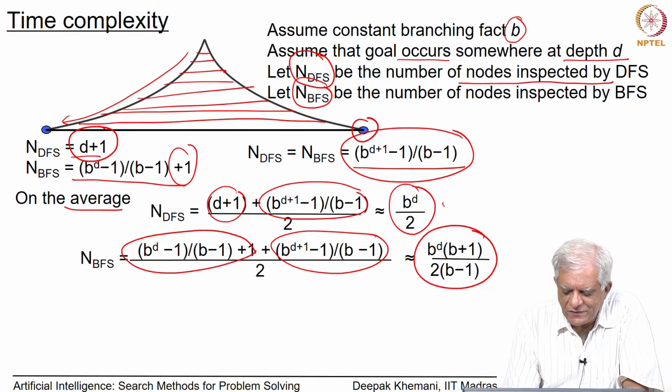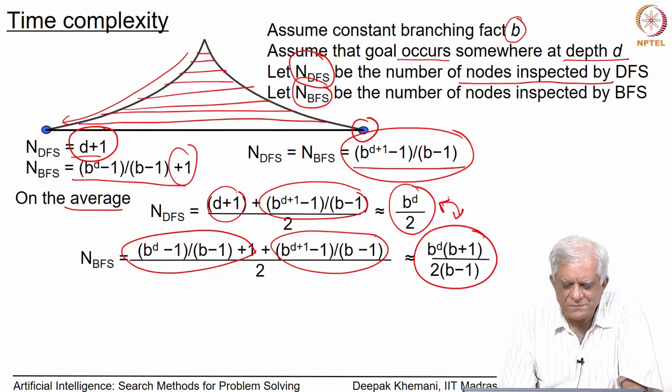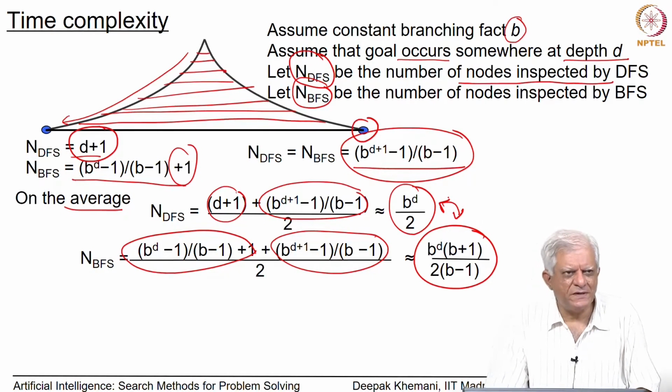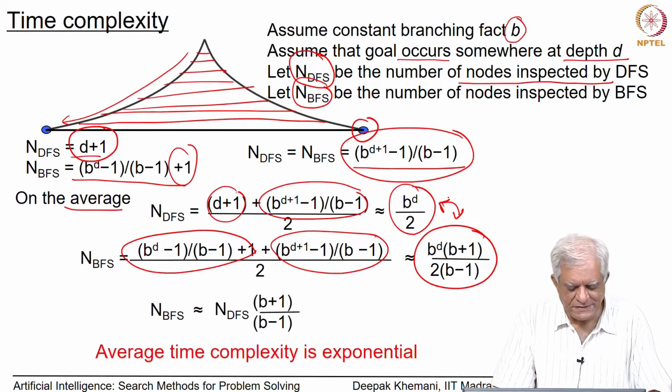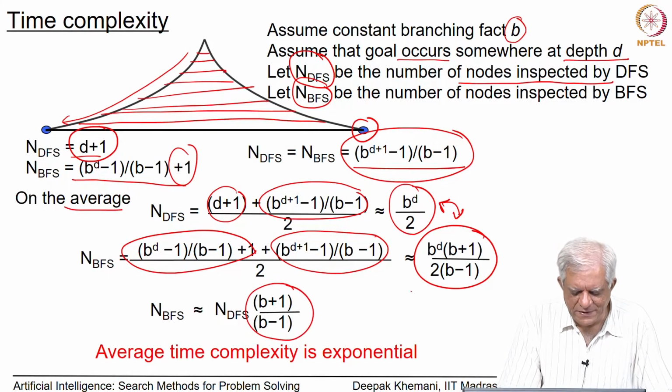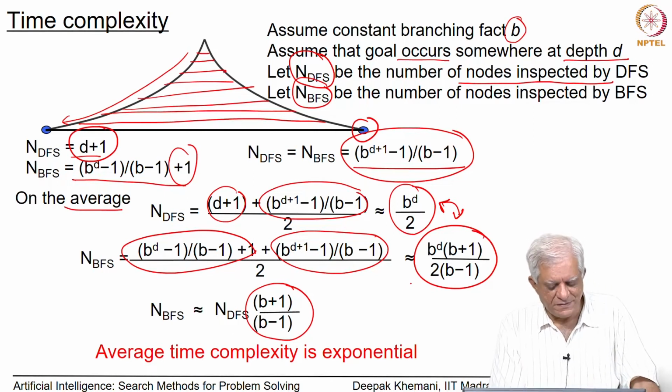So, if you look at the ratio of these two values, that tells you the difference between the number of nodes seen by depth first search and breadth first search, and this ratio, as you can see from this here, turns out to be b plus 1 divided by b minus 1.